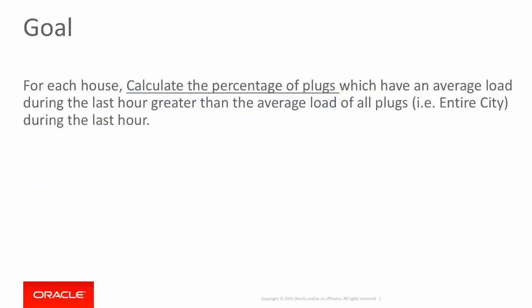So in summary, the goal of this demonstration, using available sample simulation data, is to calculate the percentage of plugs in each dwelling over the last hour that have an average load greater than the average load of all of the city or town plugs.